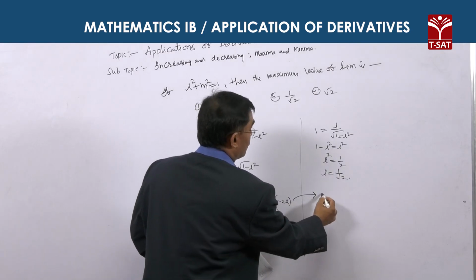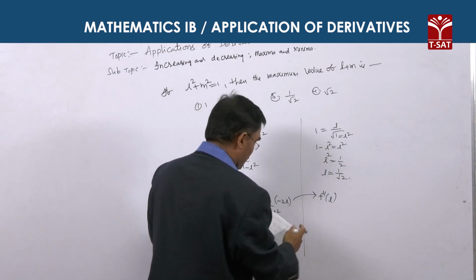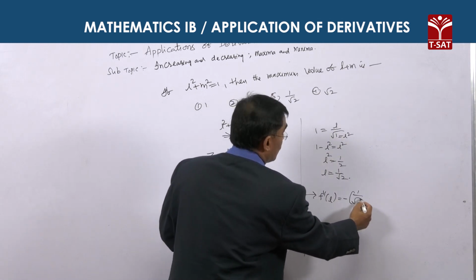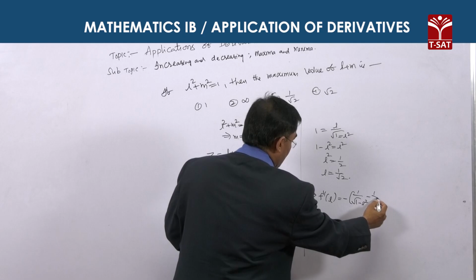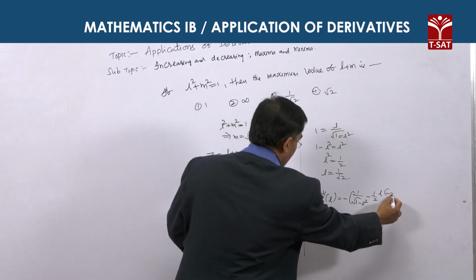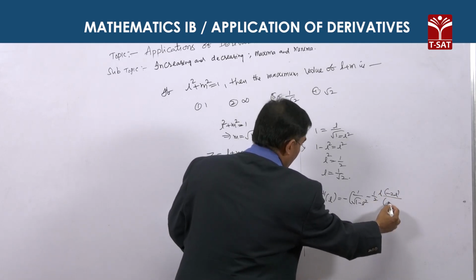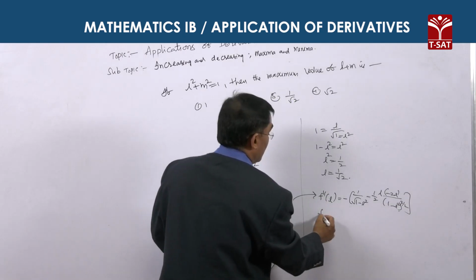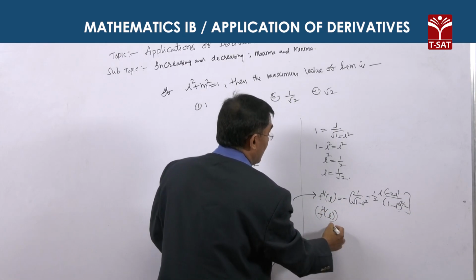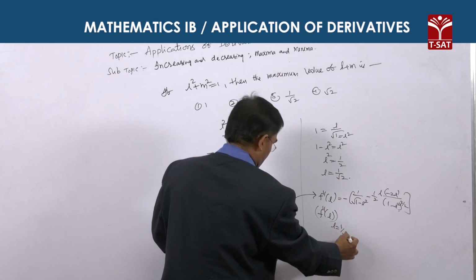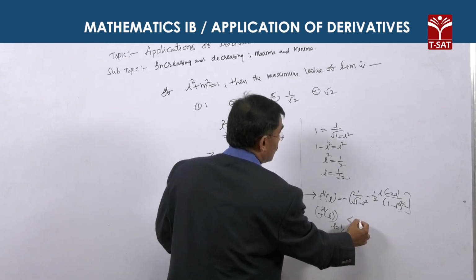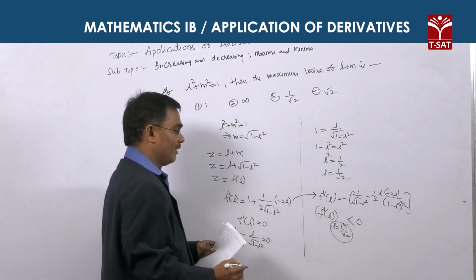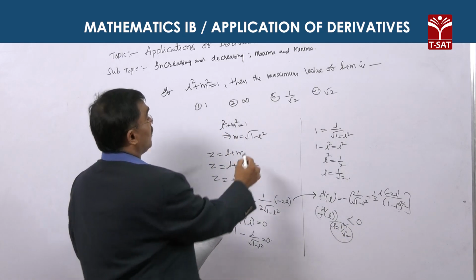find f double dash L. What is f double dash L? f double dash L is equal to minus of 1 by root of 1 minus L square minus 1 by 2 into L into minus 2L by 1 minus L square power 3 by 2. The f double dash L value at L is equal to 1 by root 2, if simplified, is negative. Negative means maximum value at L is equal to 1 by root 2.